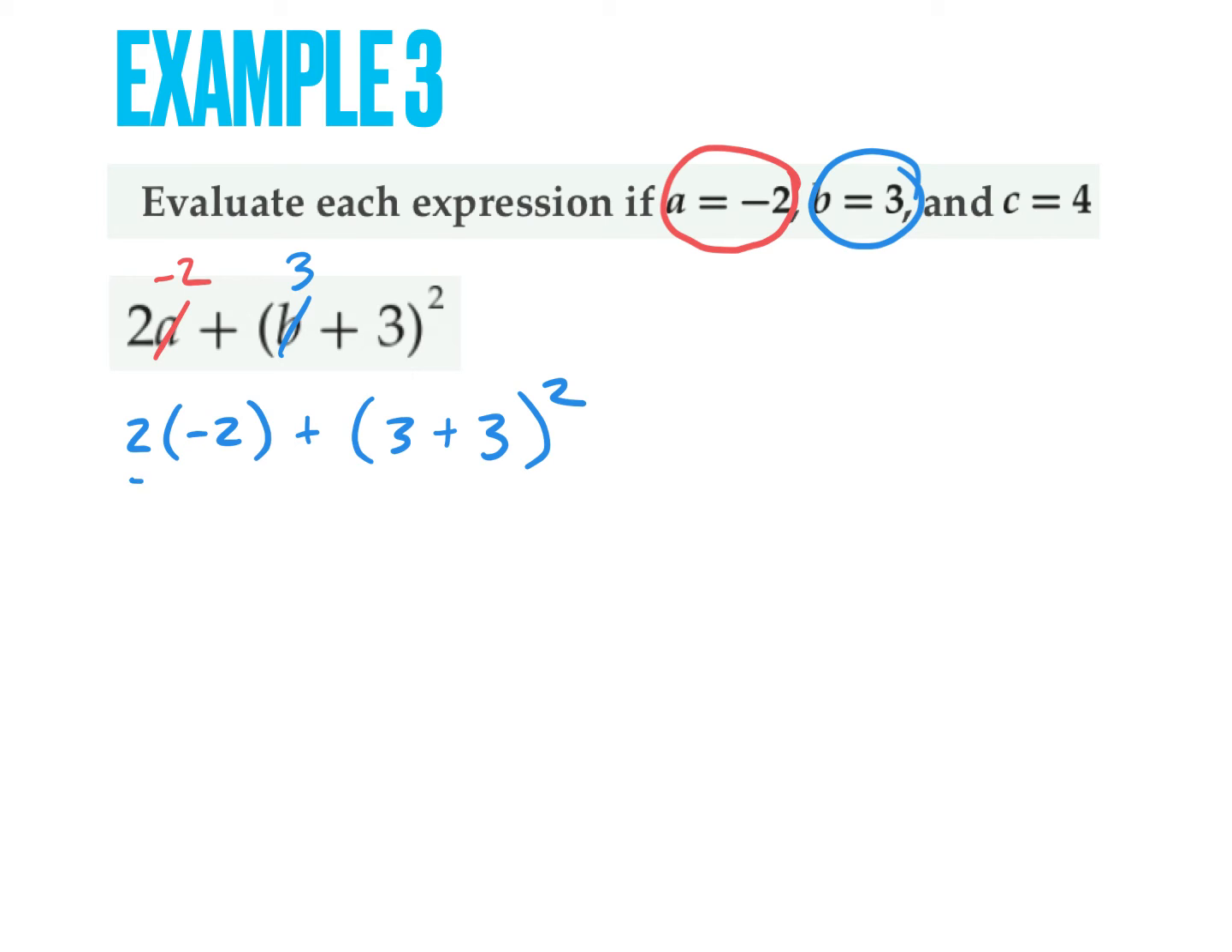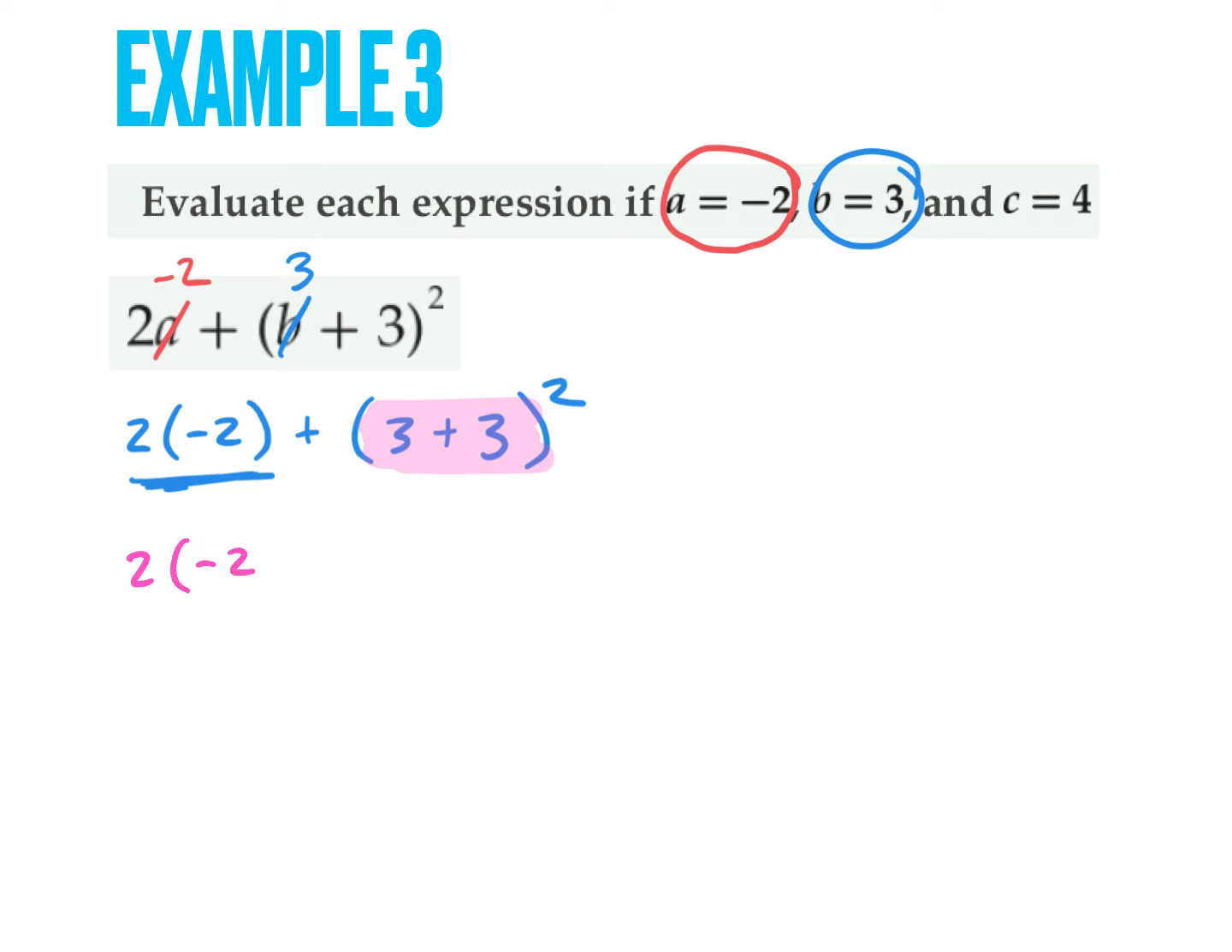So I don't treat this as if it's parentheses. It's not my first operation, because what's going on between the 2 and negative 2? Multiplication. That's multiplication. There's no operation happening in that parentheses, so even though there are parentheses there, I don't treat it as if it's an operation with parentheses. So that's not what comes first. What comes first is this parentheses here.